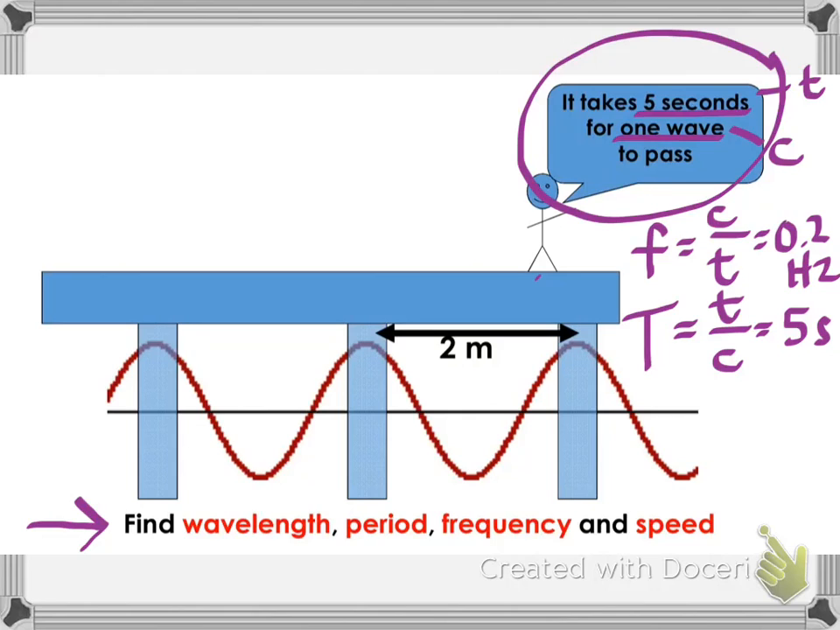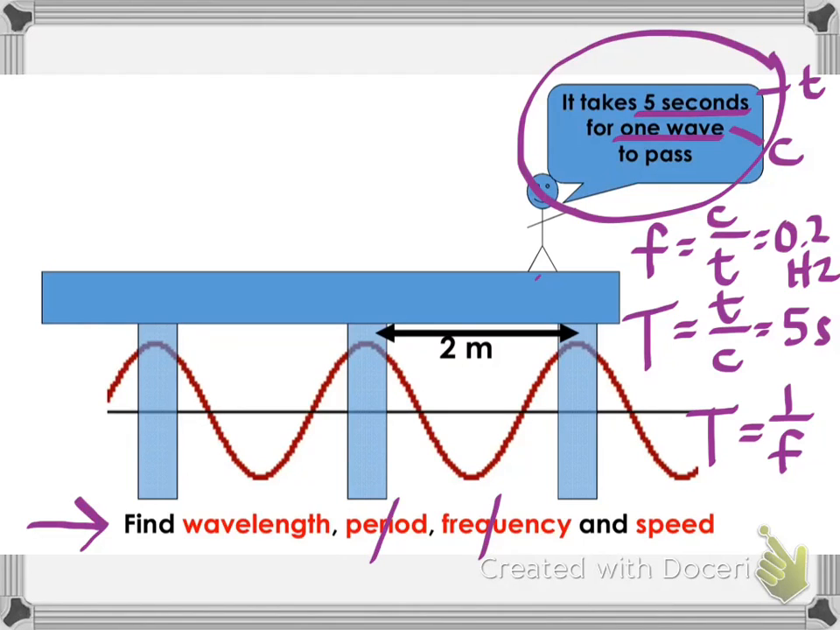Another thing that I talk about here is if I knew what the frequency was, I could solve for period by doing 1 over frequency, and vice versa if I found period first. So that's another way that we could go through it that gives us also the same answer. So now I found period and frequency.